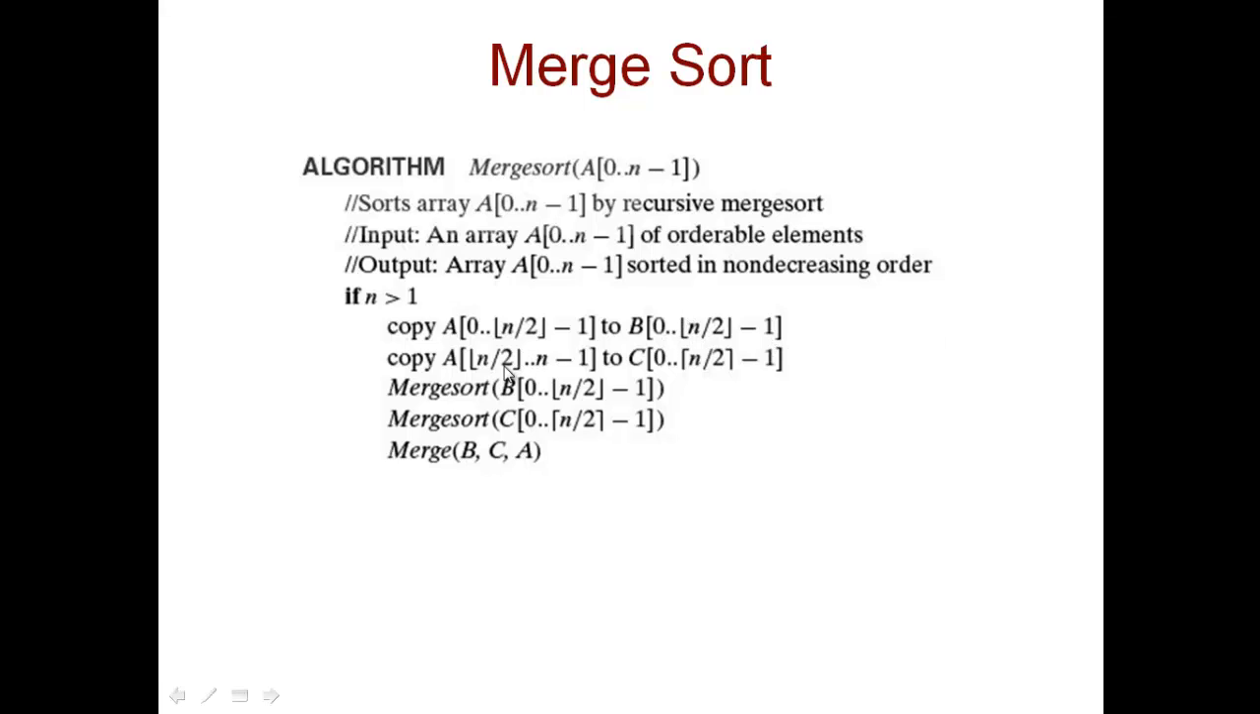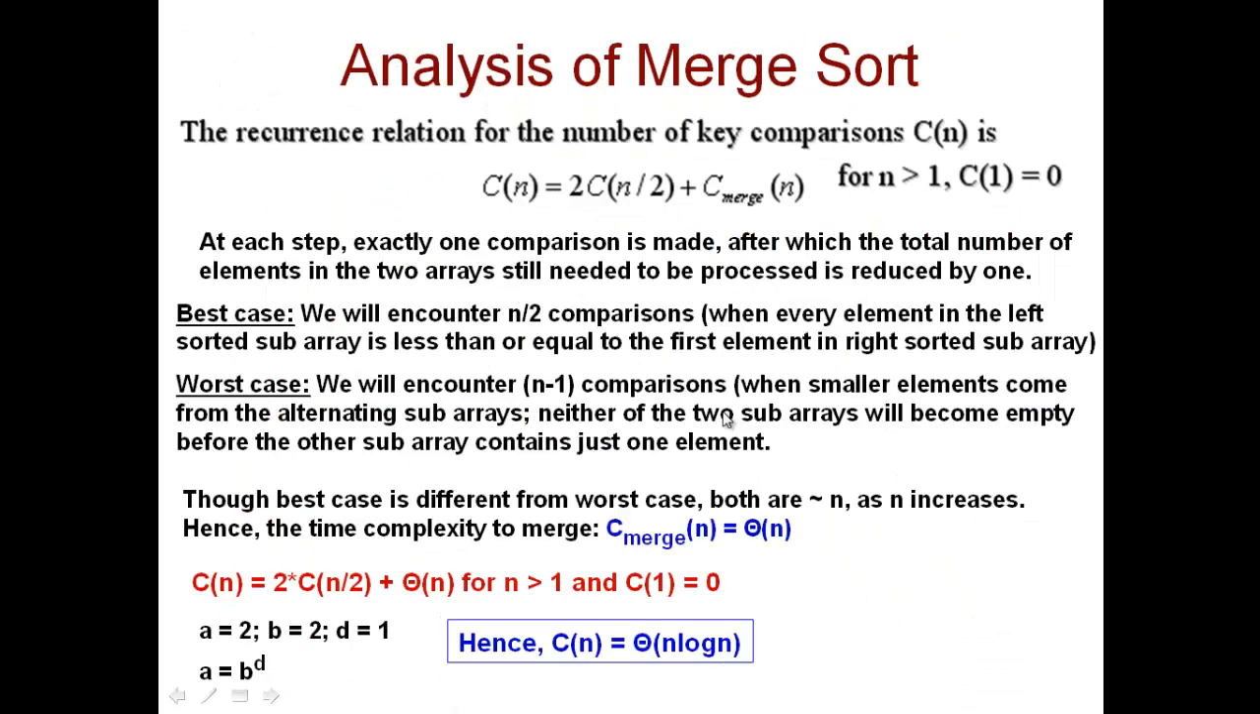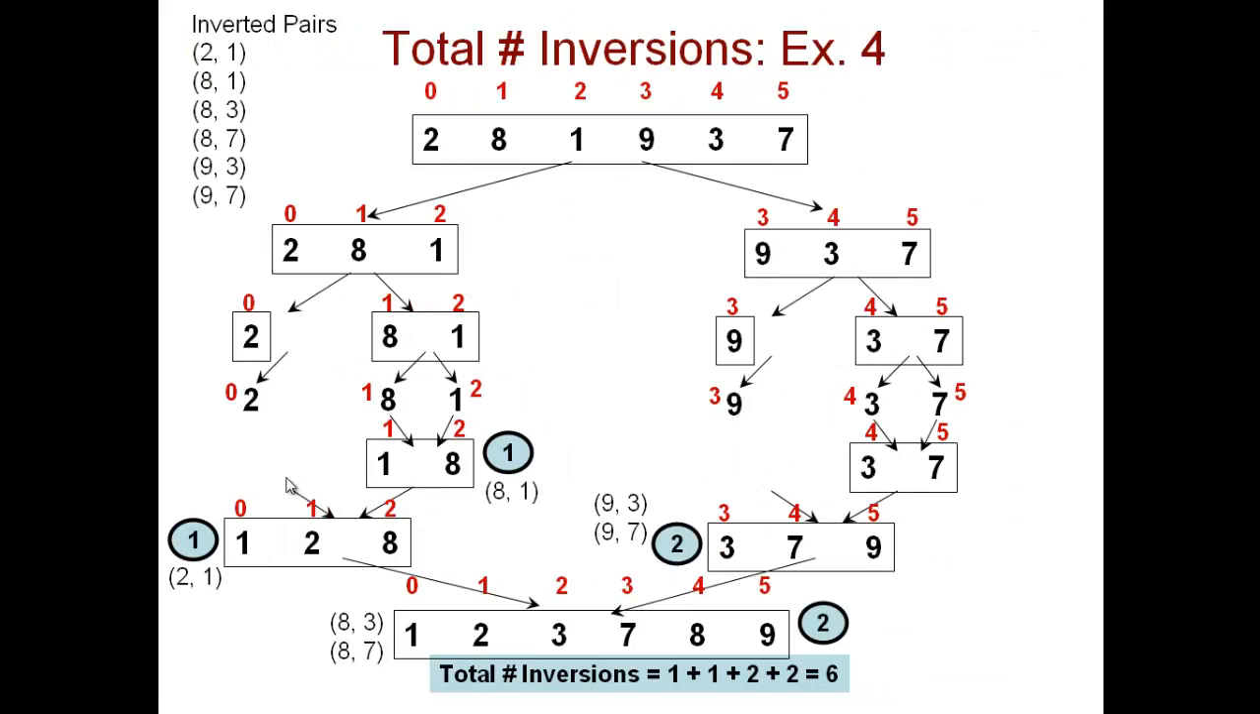Then the other subarray is going to have from 3 over 2 truncated, which is 1, to 3 minus 1. So elements at index 1 and 2 are going to get copied to array C. That's why I show here the element at index 0 is in the left subarray and the elements at index 1 and 2 are in the right subarray. So they are 8 1. Now 2 is sorted by itself. So when you merge it, there's only one element, so 0 inversions.